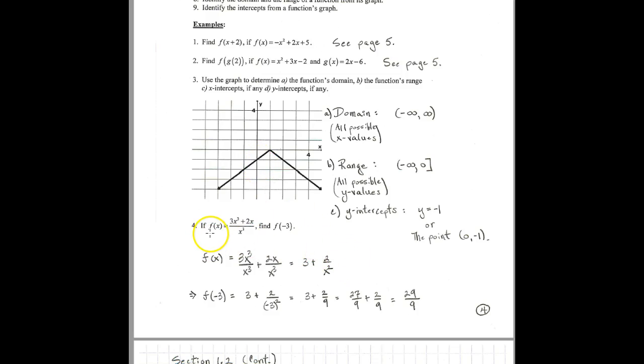And then the last example is if I have a function like this, called a rational function, where I have a polynomial divided by a polynomial. A little more complicated than just a polynomial, but similar. If f of x equals this guy, let's find f of minus 3.